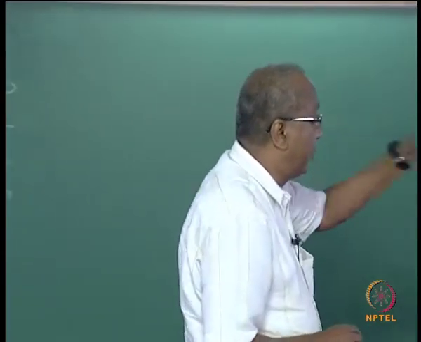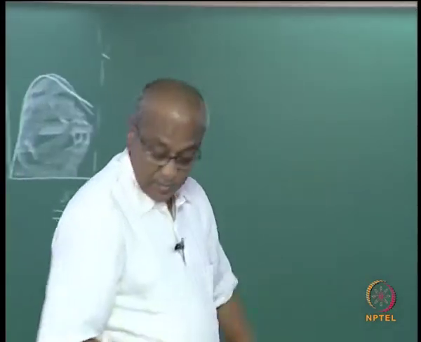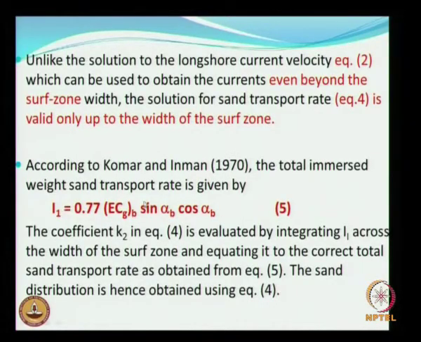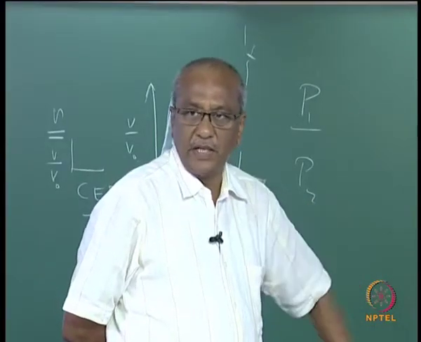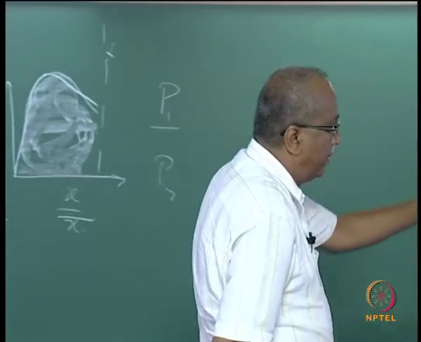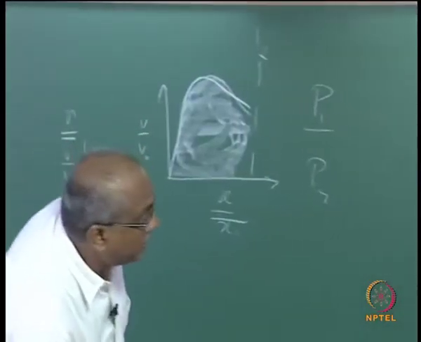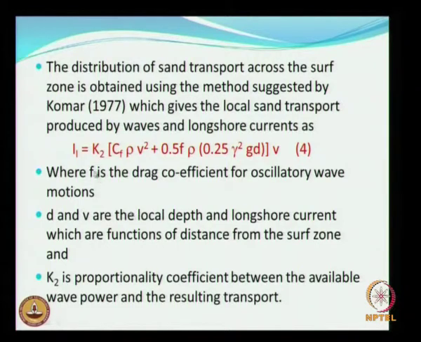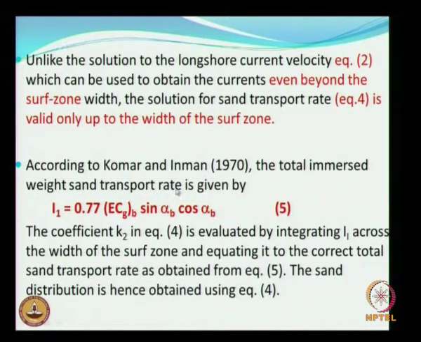So according to Komar and Inman, the total immersed weight can now be expressed using the wave characteristics, more or less similar to what we have done under the energy flux method. So now the coefficient K. We have one equation for the local sand transport and another for the total immersed weight of the sand. When you equate these two, you have a coefficient that needs to be evaluated, and that coefficient is K2 integrated.